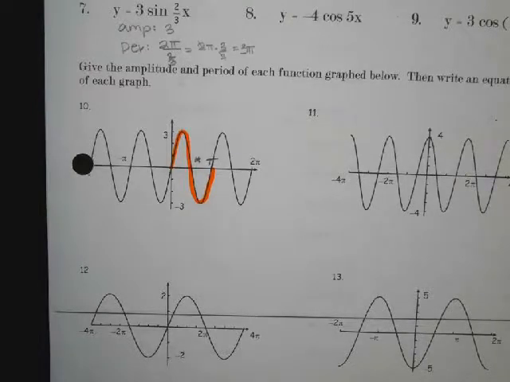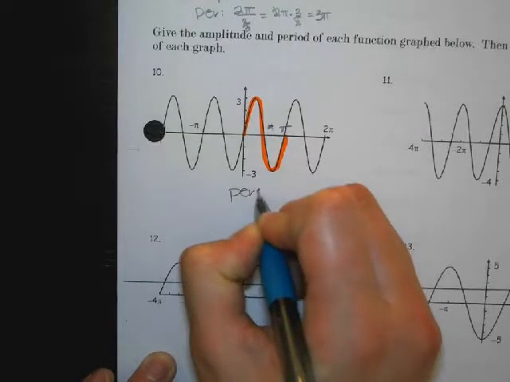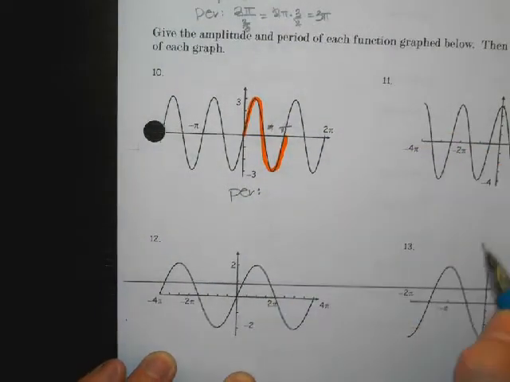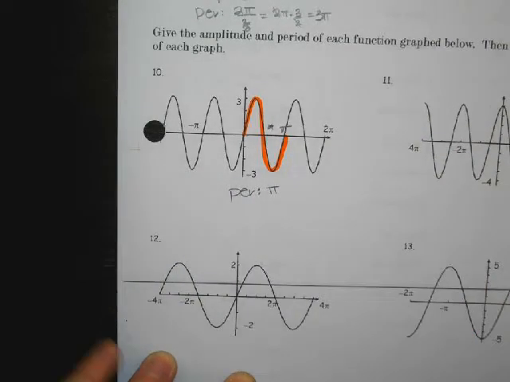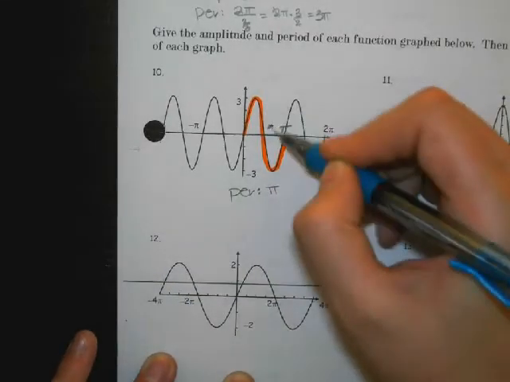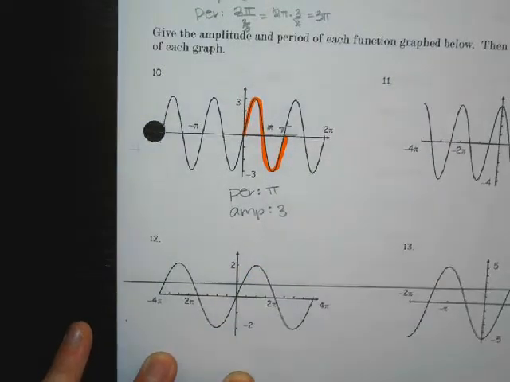So if we look at this graph, the period of the graph is how long it takes to go through that full range of motion. So how long did it take? Yeah, 0 to pi would be pi. And then the amplitude is how far up or how far down you go from the center. The center of the graph is right here. It goes up 3, it goes down 3, so the amplitude is 3. Does that make sense?